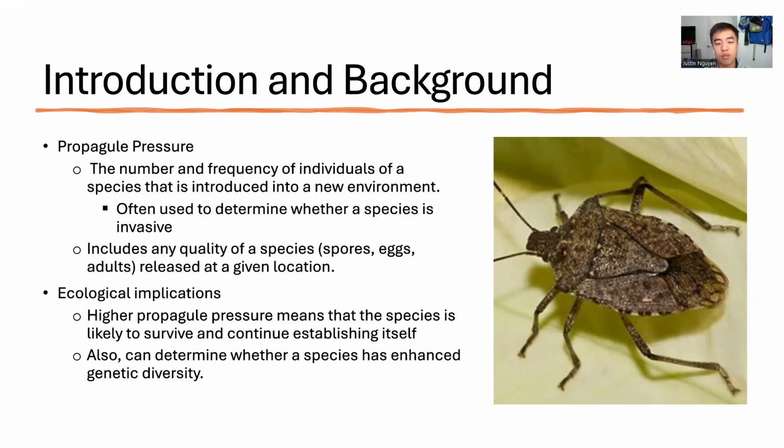Propagules can take any form, from spores, eggs, seeds, to adults. Basically, any quality of a species is considered when you're counting a propagule. Understanding this concept is critical because high propagule pressure often means that the species has a better chance of surviving and establishing itself in a new environment. It also influences the genetic diversity of a species, which can further affect its ability to adapt to new environments.